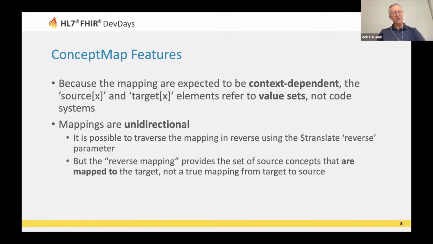And some code systems have other specific value set URLs to use for that purpose, and you can do that. Mappings are unidirectional. You can reverse them with the reverse parameter, but that doesn't really give you a reverse mapping. It just tells you what's the set of source concepts that are mapped to the target.